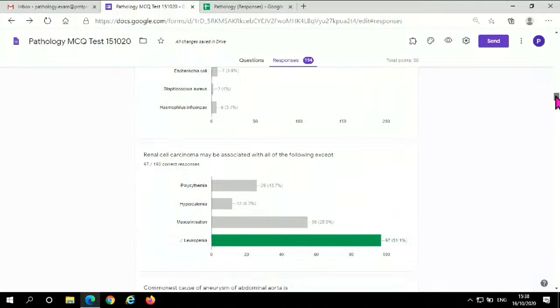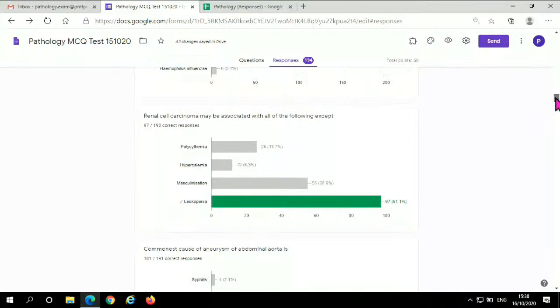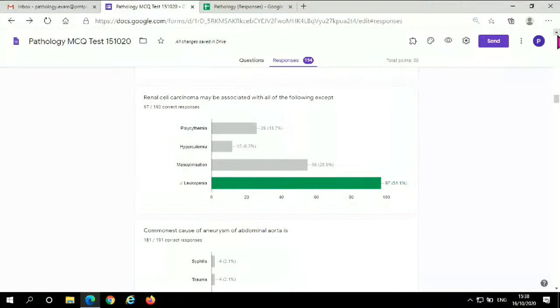Most of you know that renal cell carcinoma may be associated with all of the following except leukopenia. Some of you have given muscularization or polycythemia. This question I would like to discuss because this is a question related to paraneoplastic syndrome. So which type of paraneoplastic syndrome may occur in a renal cell carcinoma? Depending on various types of hormones it may produce, polycythemia, hypercalcemia, muscularization can occur, but leukopenia will not occur because of this paraneoplastic syndrome.